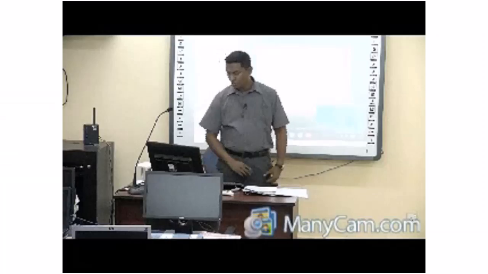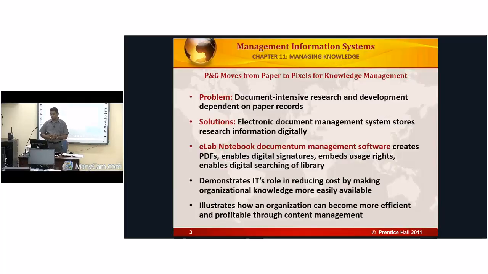So, problems of knowledge management. Document-intensive research and development depend on paper records. Basically, this is an example: P&G moves from paper to pixels for knowledge management. So that is basically a paper-based system moved into a document management system. That is the context, right?